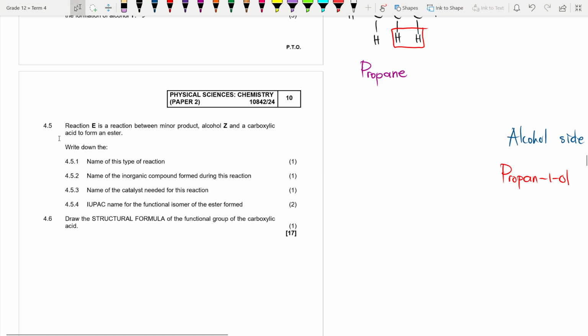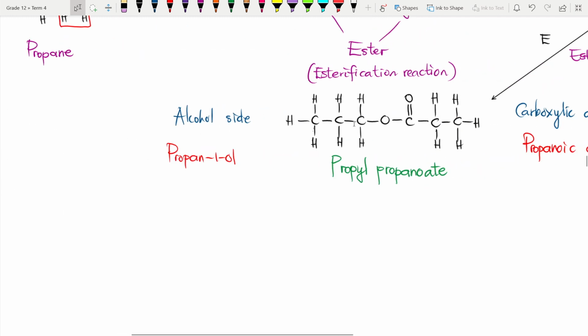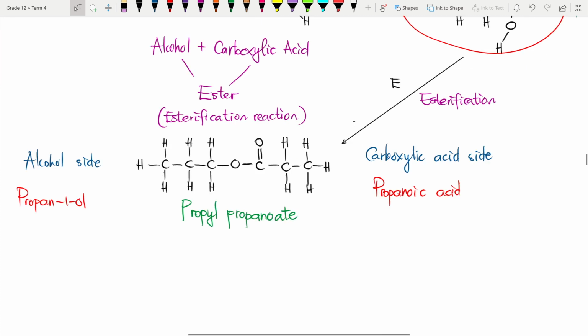Then they say reaction E is a reaction between a minor product, alcohol Z, and a carboxylic acid. We already know these things because we broke down the question. Then they say write down there, 4.5.1, the name of this type of reaction. You remember the type of reaction is esterification reaction. So esterification is also called condensation, but I'm just going to write it, but I don't recommend that you use that word. It's very unclear. You can always say esterification and that's fine.